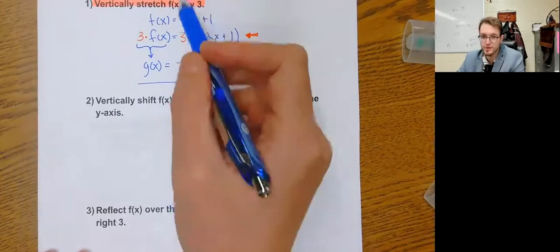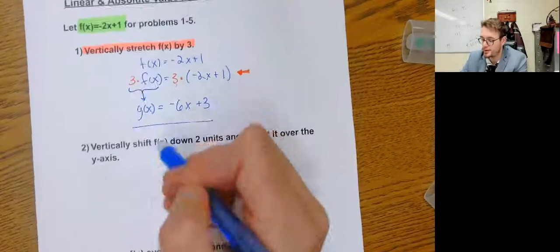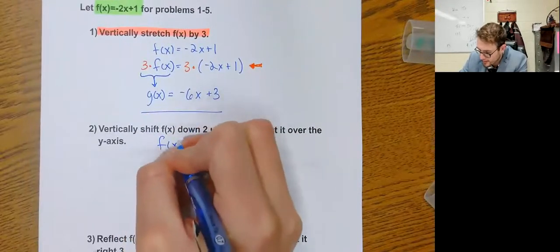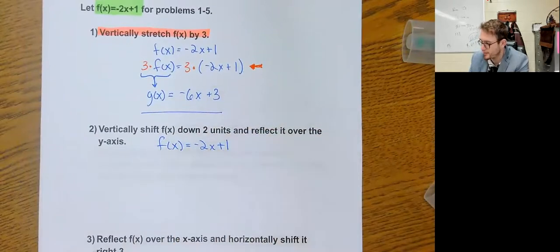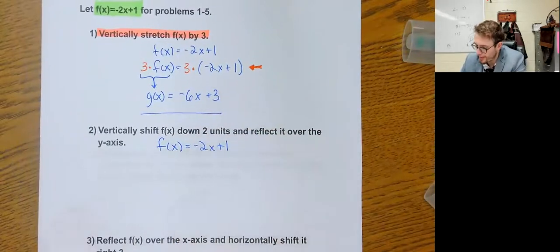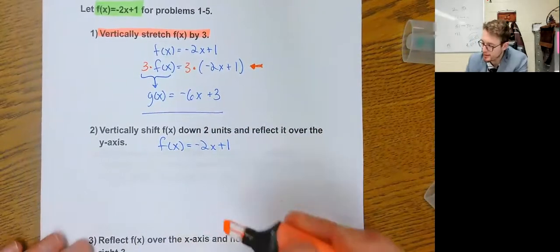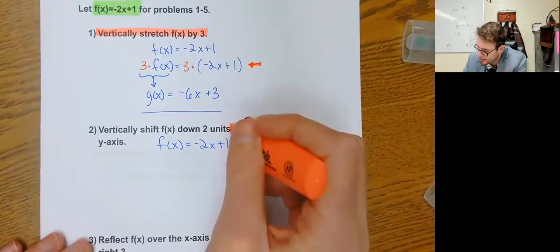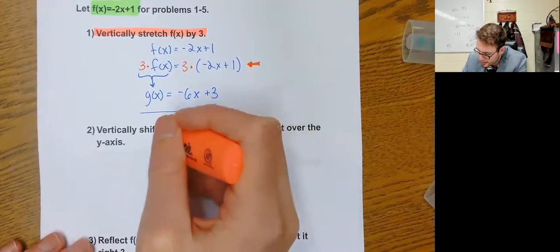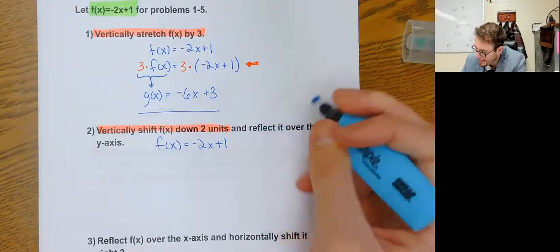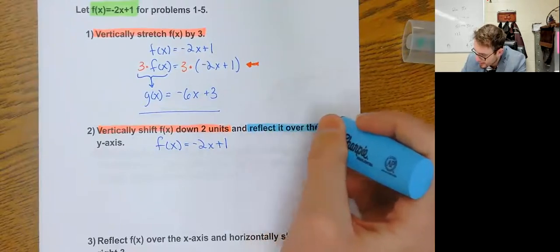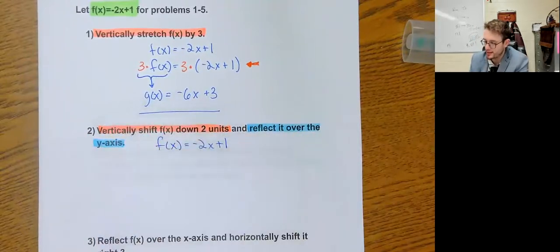Still starting, right? Problems 1 through 5, we're using this function. So still starting with f of x equals negative 2x plus 1. This problem is telling us to do 2 different transformations at once. So we're going to vertically shift f of x down 2 units and reflect it over the y-axis.